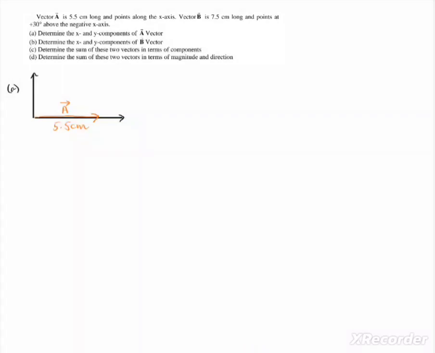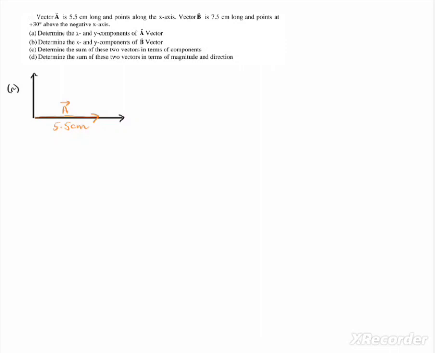In this question, we have two vectors. One is vector A, which is 5.5 centimeters long and points along the x-axis. And we have a vector B, which is 7.5 centimeters and points at 30 degrees above the negative x-axis.